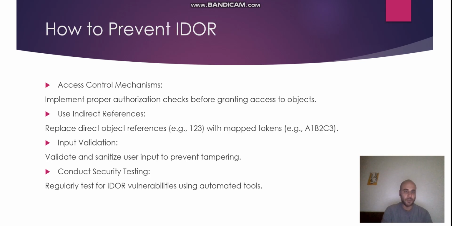So how do we prevent this type of attack? Well, there are four methods that we can use. One is access control mechanisms, where we implement proper authorization checks before granting access to objects. The second is indirect references, where we replace direct object references with mapped tokens. The third is input validation, where we validate and sanitize user input to prevent tampering. The fourth is conducting security testing: regularly test for IDOR vulnerabilities using automated tools.